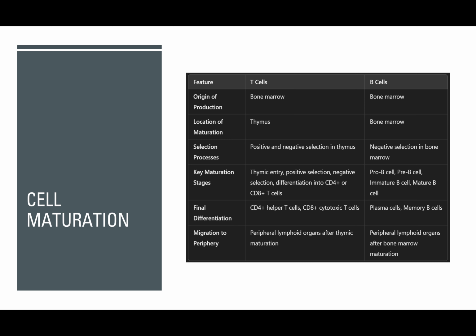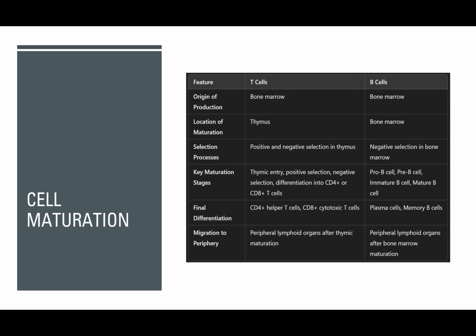So the cell maturation now, we know that we have T cells and B cells. Those are the general cells that we look at. We have way more cells, but we're just gonna look at this for the applications of biology, simple unit 2 biology. So the origins: we know that both of them have the same origin within the bone marrow. Generally, cells are created within the bone marrow there.